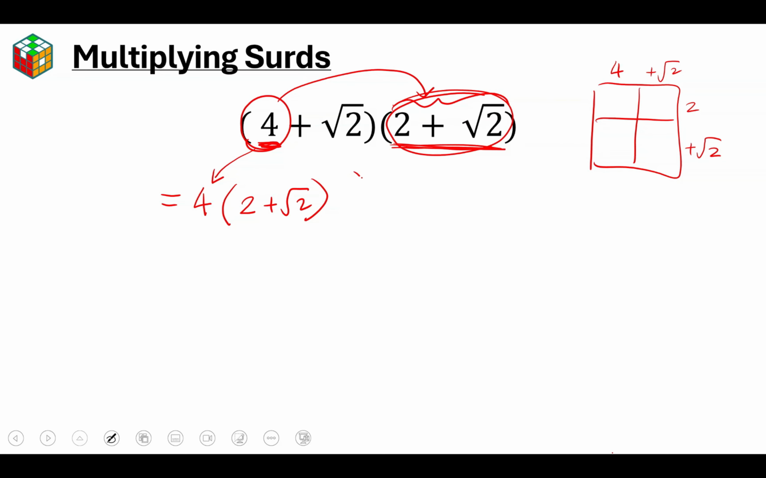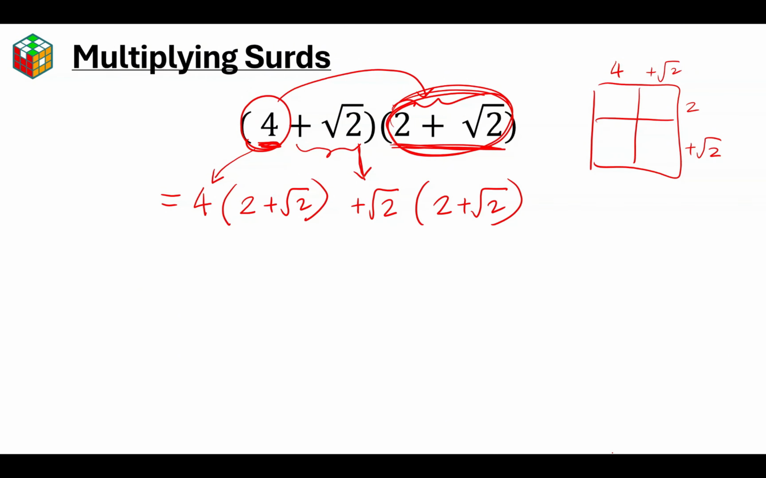Then I'm going to bring this down here, that positive root 2. I want the second part to times everything at the back. Where do I get the plus root 2? I get it from the second part of the first bracket. Where do I get the 2 plus root 2? Again, everything at the back. Then I use the single bracket knowledge.